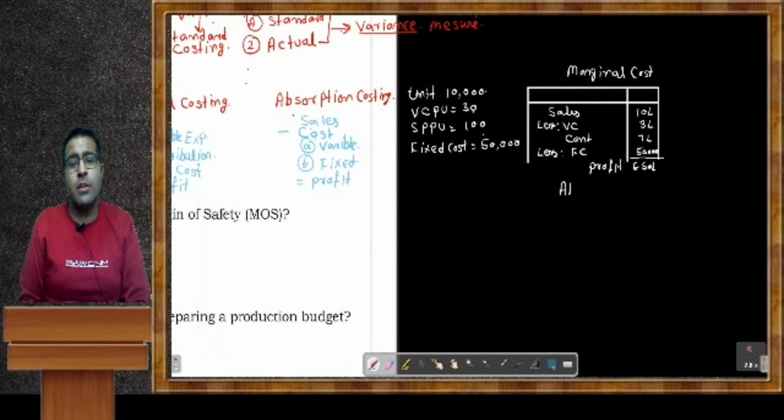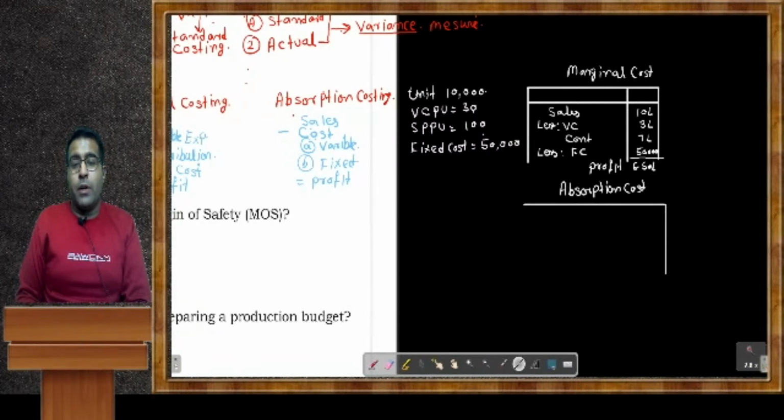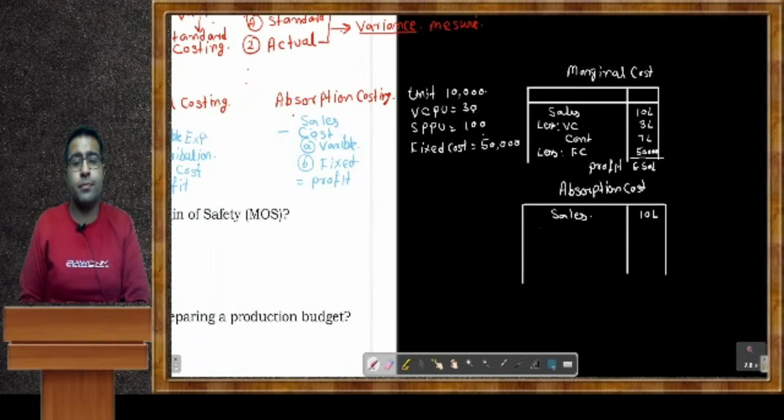But in absorption costing, how do we calculate the profit? Sales 10 lakh, less cost: A, variable cost, that is 3 lakh; B, fixed cost, that is 50,000. Total 3 lakh 50,000, then profit is 6 lakh 50,000.